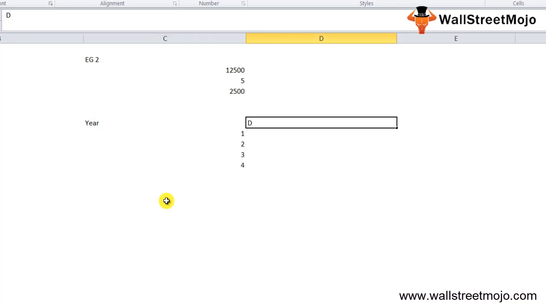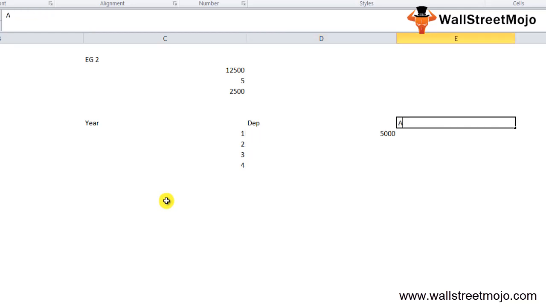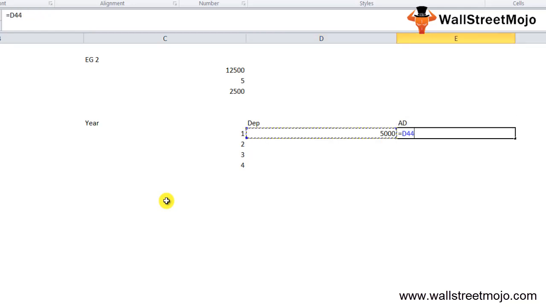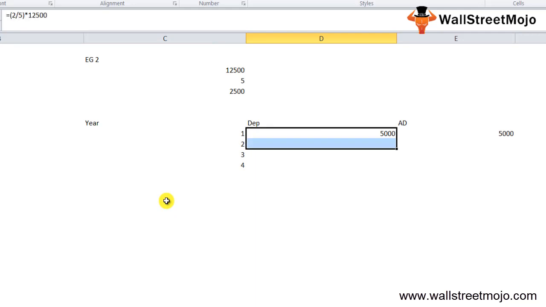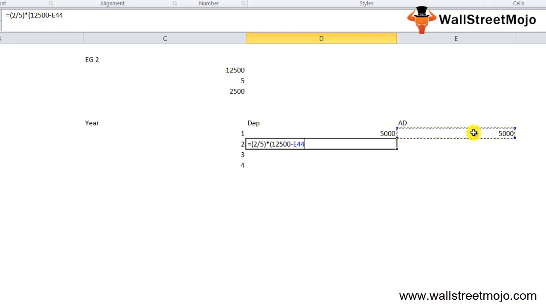Now the depreciation will be 2 divided by 5, right? Double into 12,500. That's going to be how much? 5,000. So accumulated depreciation over here is going to be 5,000. Then again the same thing, just do Ctrl+D and we'll change the formula here: 2 by 5 into bracket 12,500 less this 5,000. The depreciation will give us 3,000.